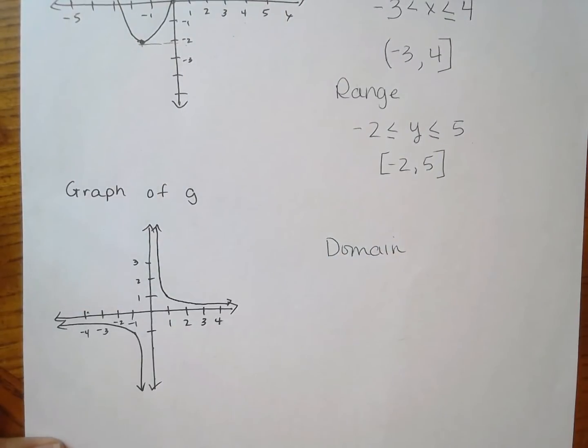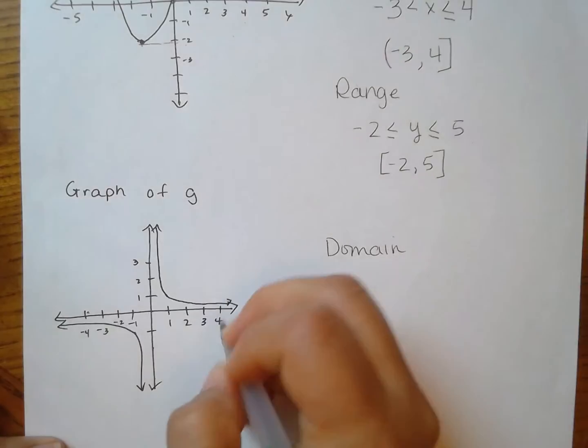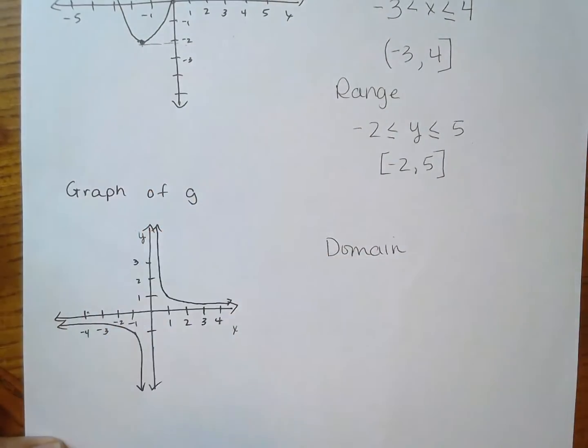So for the domain, that's x, right? This is the x-axis, this is the y-axis. I'm looking from side to side. And so if I look over here, it looks like my graph will continue on in this direction forever and ever. And so my domain, basically we would say it goes from negative infinity out here because there's no stopping point.